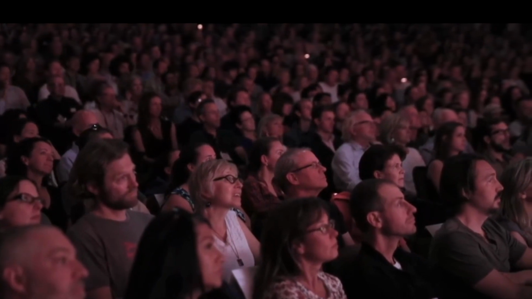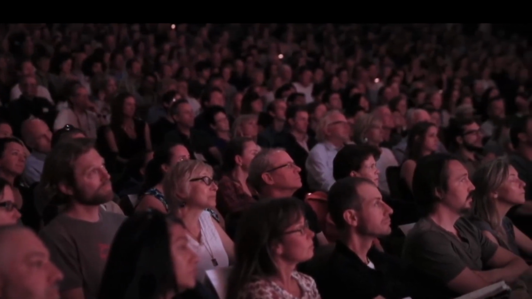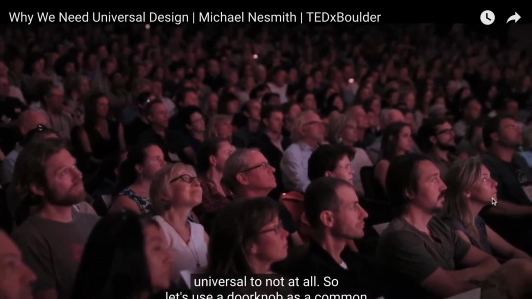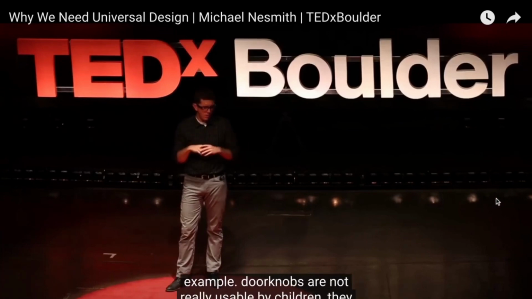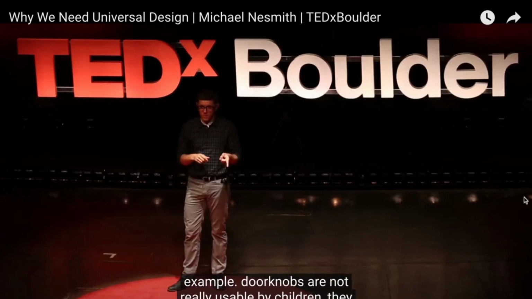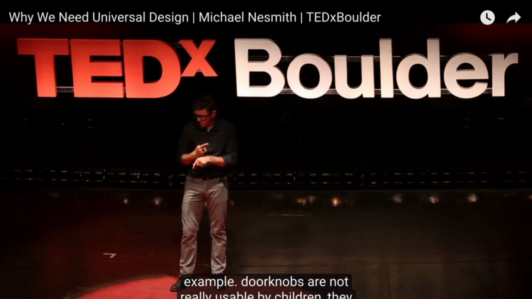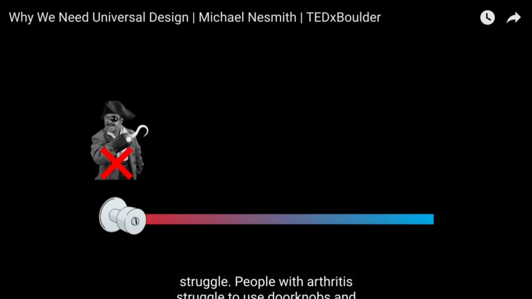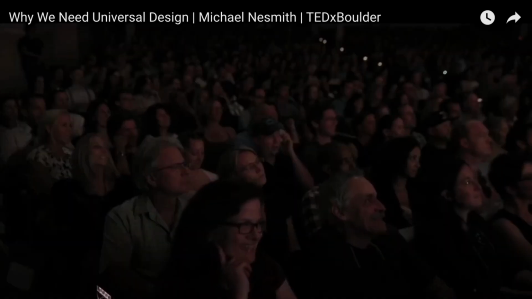So humans interact with objects every day. And all these objects fall somewhere on the spectrum of universal design, from very universal to not at all. So let's use a doorknob as a common example. Doorknobs are not really usable by children. They struggle. People with arthritis struggle to use doorknobs. And this guy.